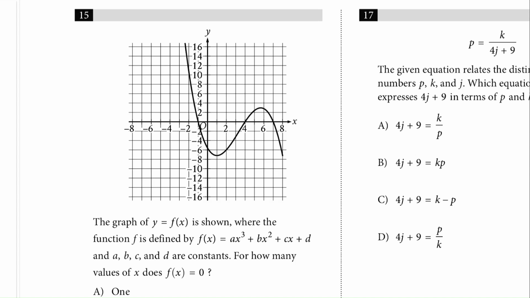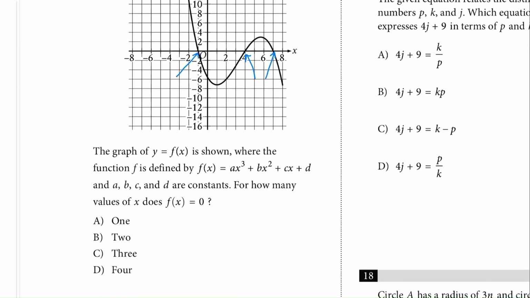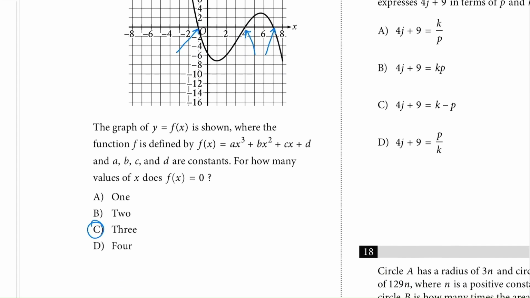The graph of y equals f of x is shown, where the function f is defined by f of x equals ax cubed plus bx squared plus cx plus d, and a, b, c, and d are constants. For how many values of x does f of x equal 0? All it's asking us for are the x-intercepts. In other words, where along our x-axis does the graph cross it? We can see that it crosses at -2, at 4, and at 7. So this is going to be 3 values.